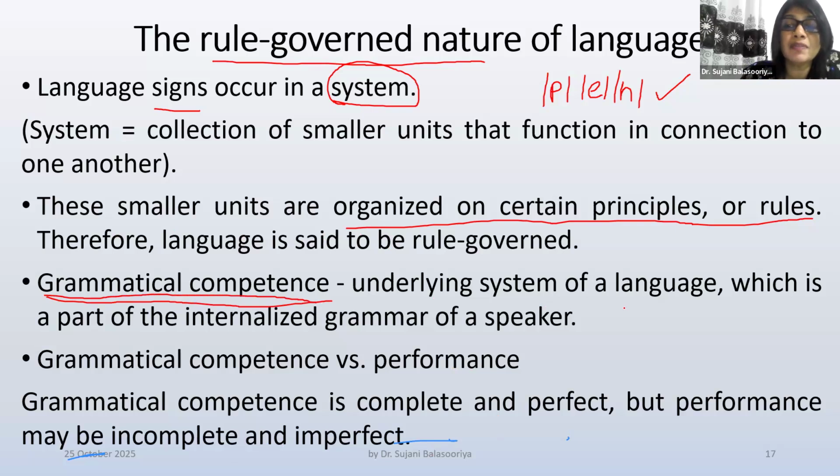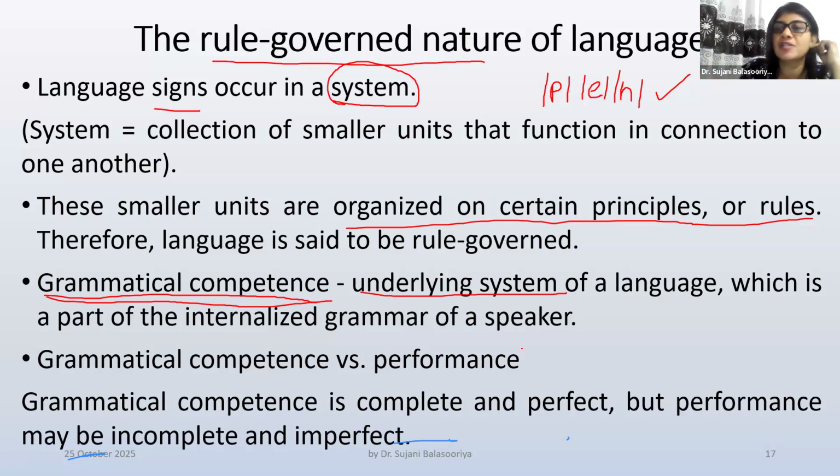Grammatical competence means the underlying system of a language, which is a part of the internalized grammar of a speaker. Simply, it's like this. If you have grammatical competence of any language, that means you know the underlying system of that language. You know how that language functions at the sound level, the word level, the sentence level, the meaning level. You know the rules of that language, so you have the grammatical competence. It refers to the underlying system of a language, considered to be a part of the internalized grammar of a speaker.